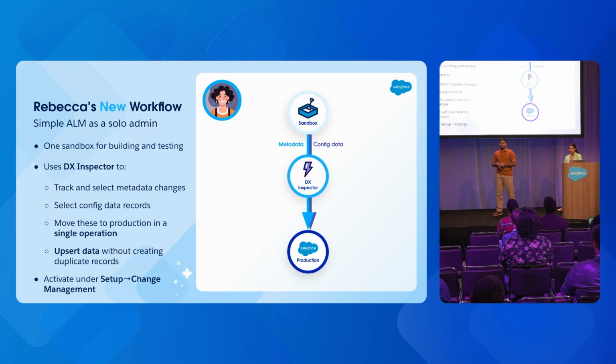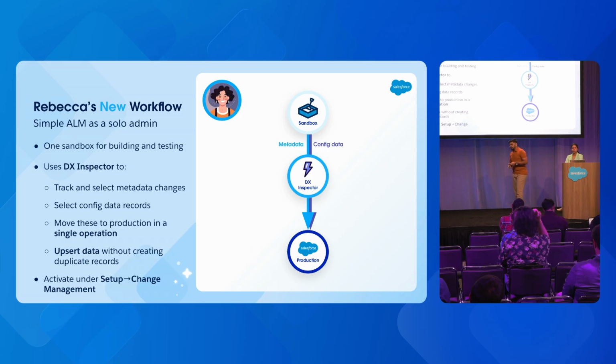So this is how the new workflow for Rebecca looks like. Rebecca, like any other day, makes her changes in the dev environment, whether it's a sandbox or a scratch org. Once the changes are made, DX Inspector automatically keeps track of all your changes. You don't need to worry about taking care of it manually. Then she selects the metadata that she wants to deploy, checks all the dependencies. She also selects the configuration data that she wants to deploy. Once the selection is complete, with a single click, she can connect to another org from DX Inspector itself, select a target environment, and deploy them over.